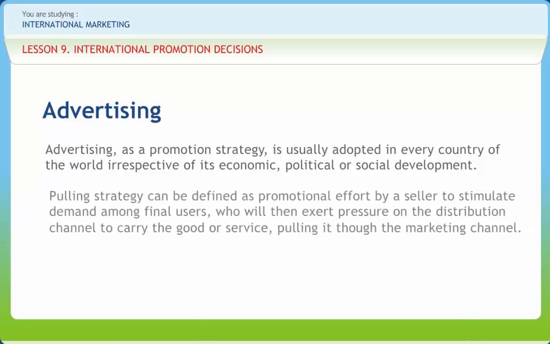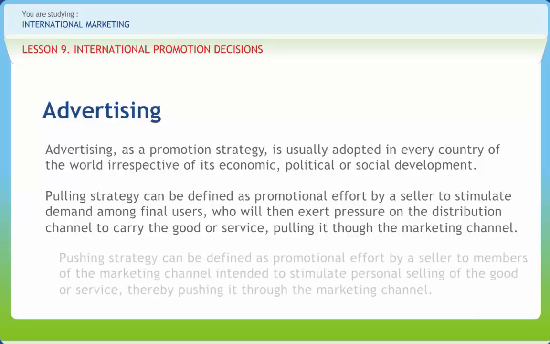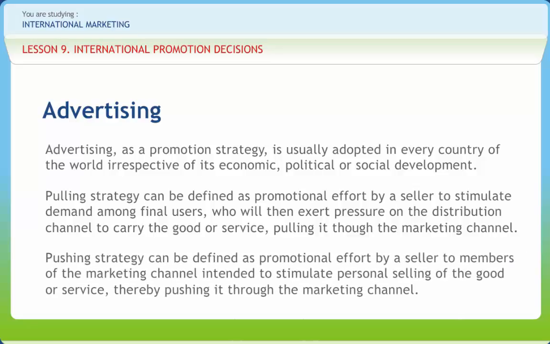Pulling strategy. This can be defined as a promotional effort by a seller to stimulate demand among final users, who will then exert pressure on the distribution channel to carry the good or service, pulling it through the marketing channel. Pushing strategy. This can be defined as promotional effort by a seller to members of the marketing channel intended to stimulate personal selling of the goods or service, thereby pushing it through the marketing channel.